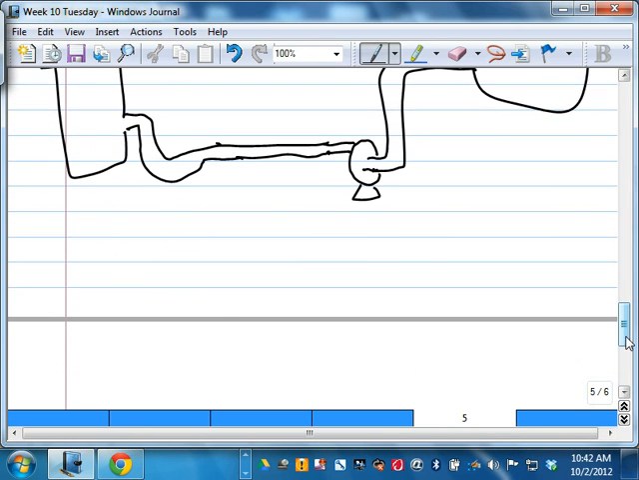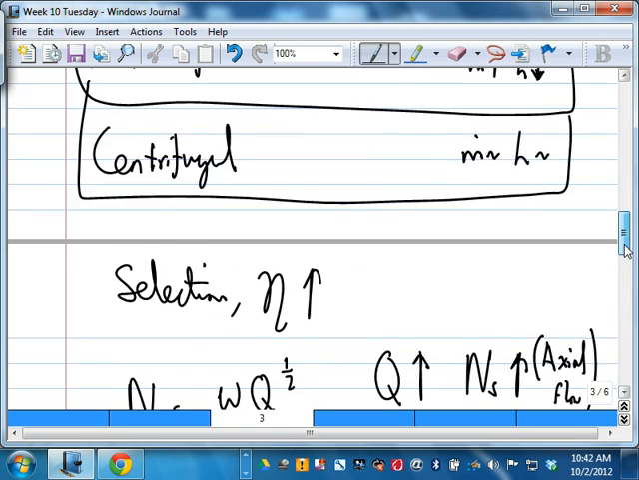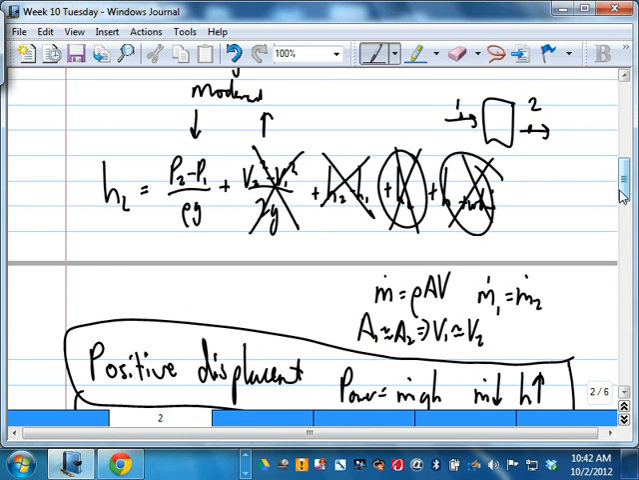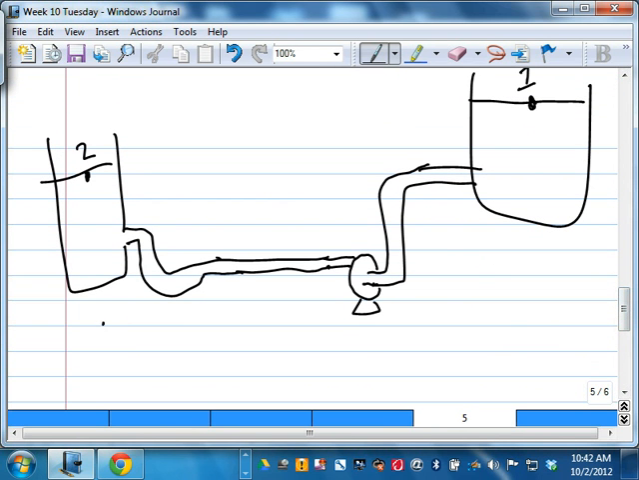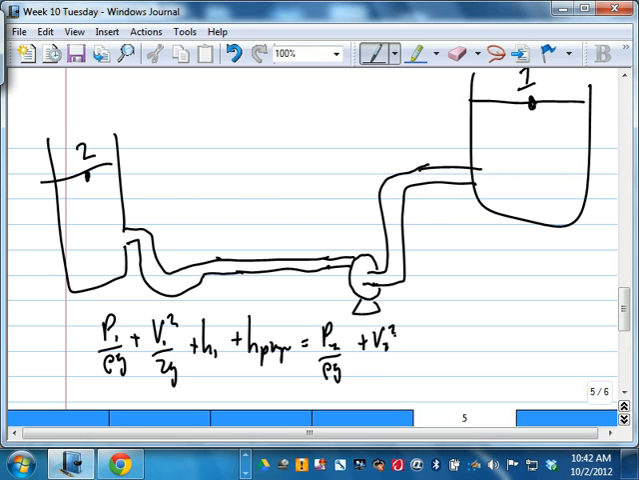So in this case, I can bring this back in. All right. So we can say P1 on rho G plus V1 squared on 2G plus H1 plus head pump is equal to P2 on rho G plus V2 squared on 2G plus H2 plus H loss plus H turbine.